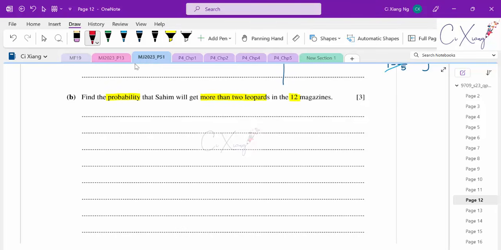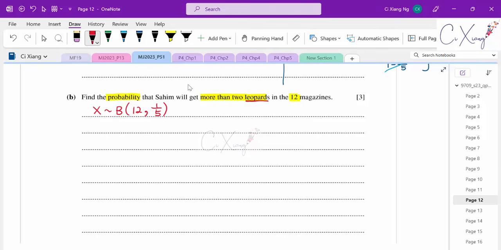Okay, so now we assume that Sahim already gets all the 12 magazines. So you have a fixed number of magazines, which means you're having a fixed number of n. So what's the fixed number of n here? Now it is binomially distributed. The fixed number of n is 12. And then we are interested to know how many leopards we get. So the probability of getting a leopard in one magazine is 1 over 5.